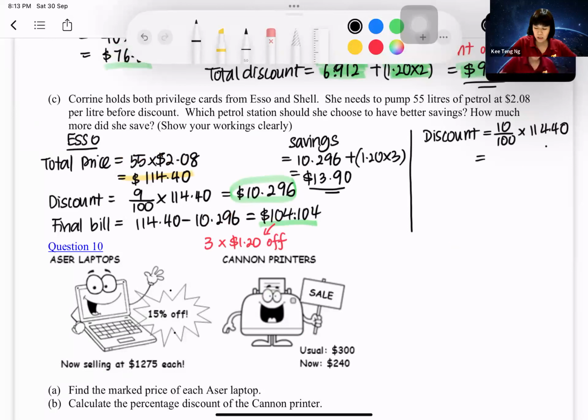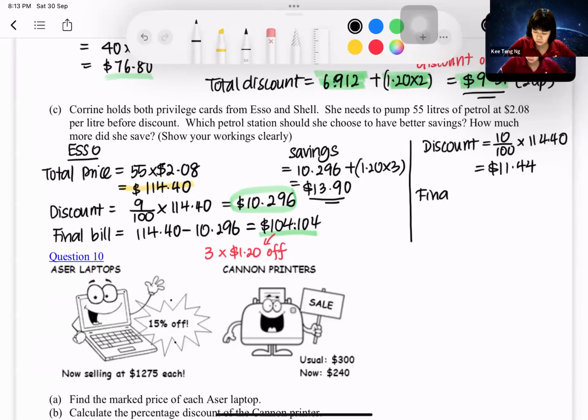That will give me $11.44, right? But I still need to find my final bill. 114.40 minus 11.44, and that gives me $102.96. This is my final bill, right?